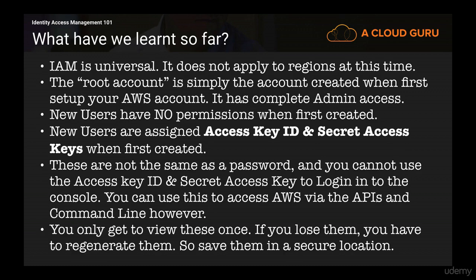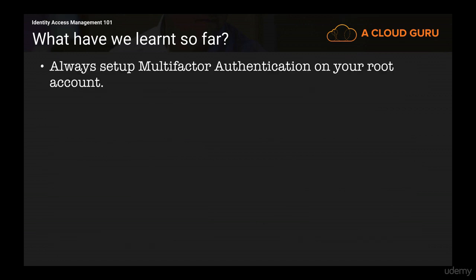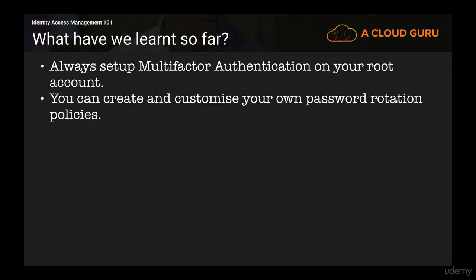You only get to view those credentials once. If you lose them, you have to regenerate them. You can't view them again. So you need to download them and save them in a secure location. We also learned that you always have to set up multi-factor authentication on your root account. That's a critical security step. Otherwise you're going to get that warning message down the bottom when you first log into IAM. You can also create and customize your own password rotation policies, which we did right at the end of the lab. So we can say that we want it to be 8 characters, we want the password to expire every 90 days, we don't want the password to be reused, etc.